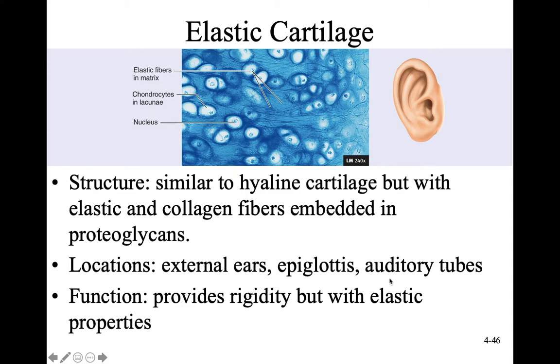Now we also see it in our auditory tubes that connect the back of our throat to our ears. This allows us to have an airway that will actually collapse as we don't need air exchanging between the ear and the back of the throat, but it also has the ability to stretch open as we change pressure within the ears. So again, the elastic cartilage provides rigidity, but with some elastic properties to help bounce it back to its original shape.